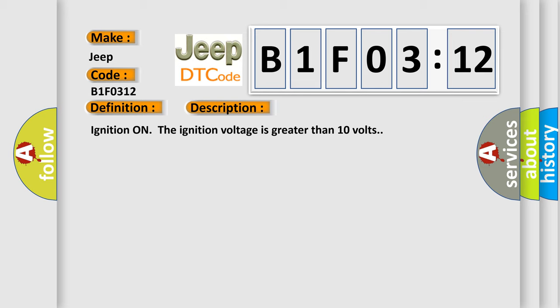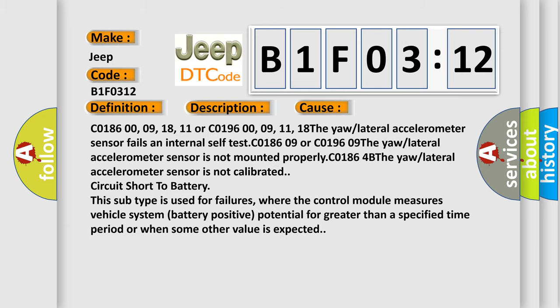This diagnostic error occurs most often in these cases: C01860009-18-11 or C01960009-11-18, the yaw or lateral accelerometer sensor fails an internal self-test. C01860009 or C01960009, the yaw or lateral accelerometer sensor is not mounted properly. C01864B, the yaw or lateral accelerometer sensor is not calibrated. Circuit short to battery. This subtype is used for failures where the control module measures vehicle system battery positive potential for greater than a specified time period or when some other value is expected.